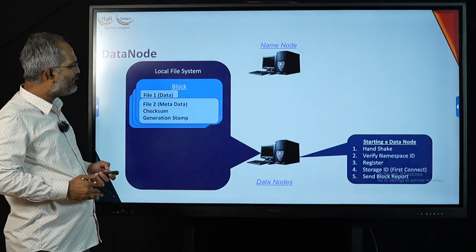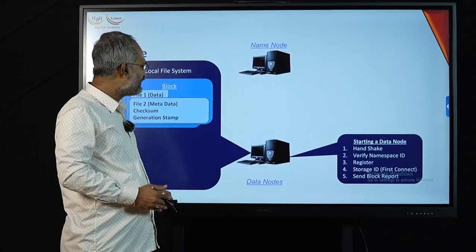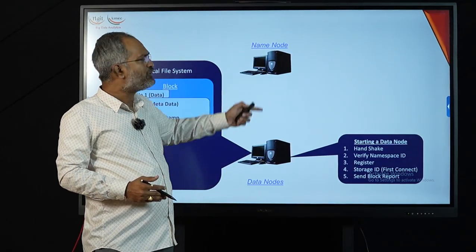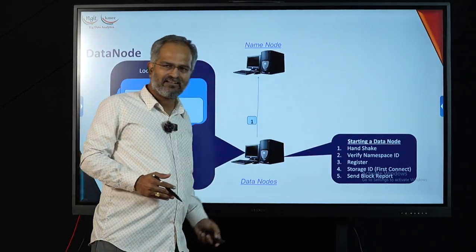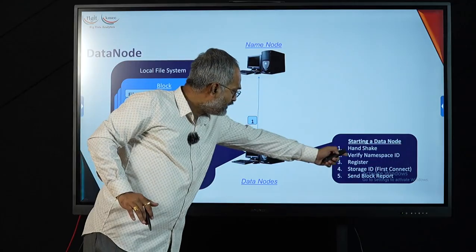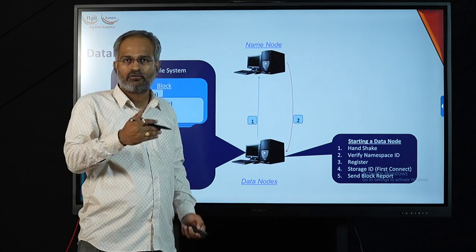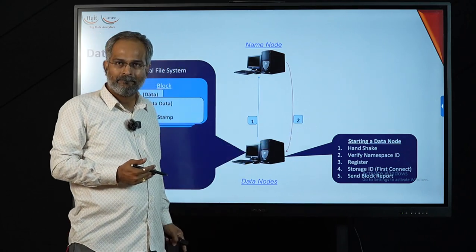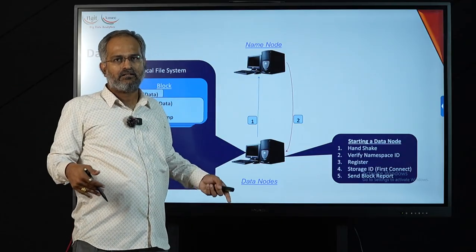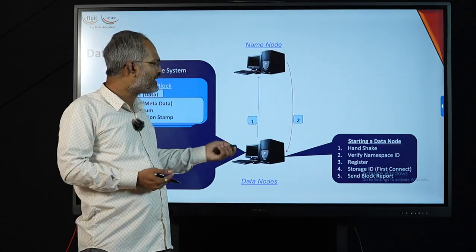Now how will the data node be started? Again, there are several steps. First, whenever the data node is started, it immediately communicates with the name node using the handshake protocol. It just says, hi, I am here. Then it verifies the namespace ID, to check whether it is connected to the correct name node or not, because within the network there may be a number of name nodes, so it has to verify.